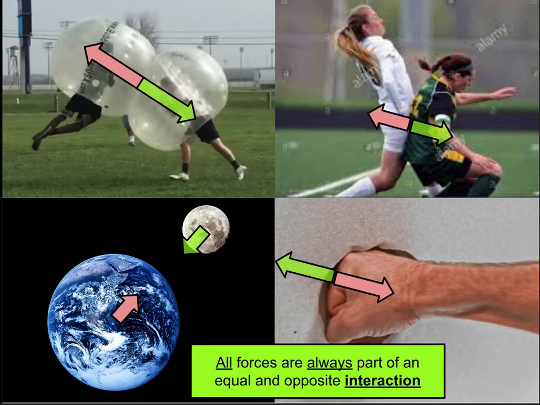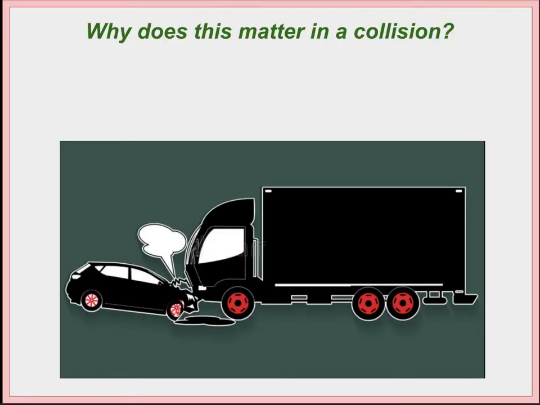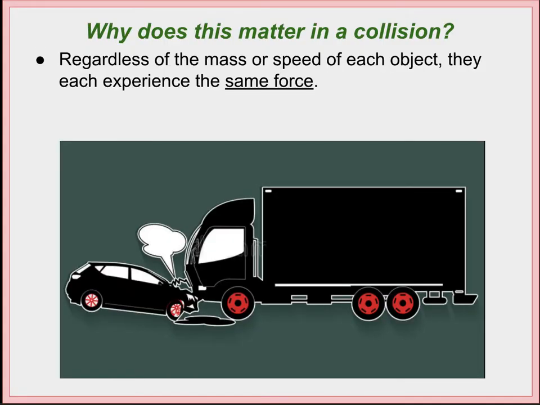That's what we're going to use as we move into or return back to collisions and see if we can apply this to the collisions of two carts and see how this affects the motion or allows us to predict the motion. So why this matters in a collision is that regardless of how big the truck is or how small the car is, what speeds they were going at, they will each experience the same value of force. It'll just be in opposite directions. The truck will be pushed to the right and the car will be pushed to the left.